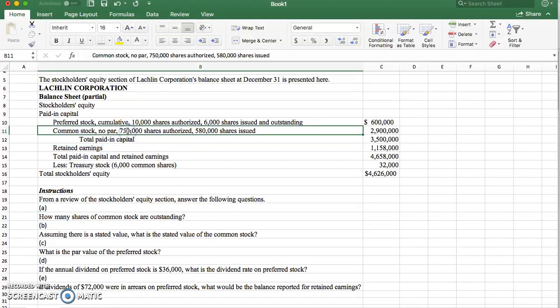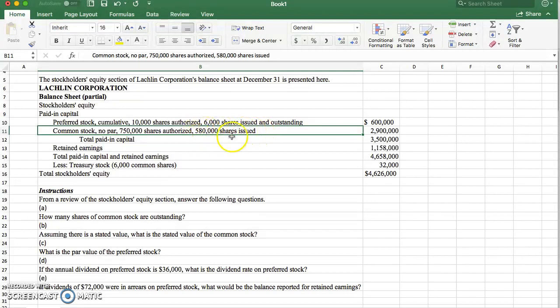And so we're going to look at this section where it has the common stock. It tells us that there are 750,000 shares authorized, but only 580,000 shares have been issued. And stock outstanding means the number of issued stock that's being held by stockholders.